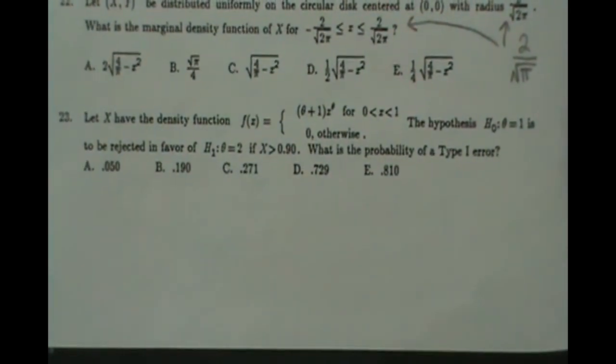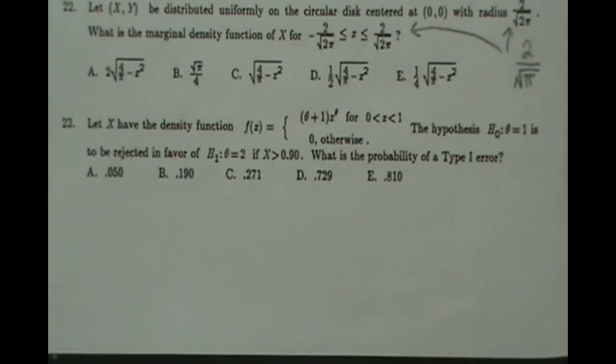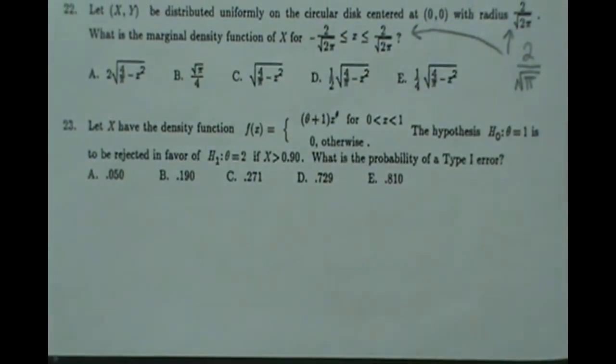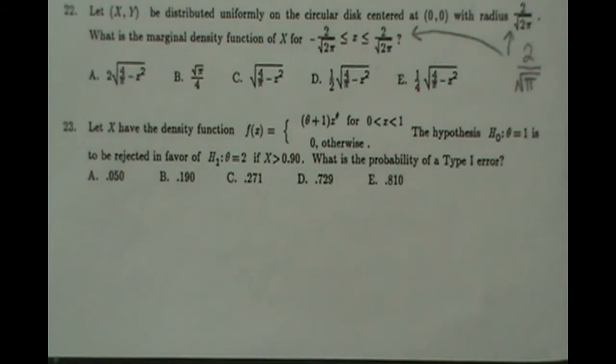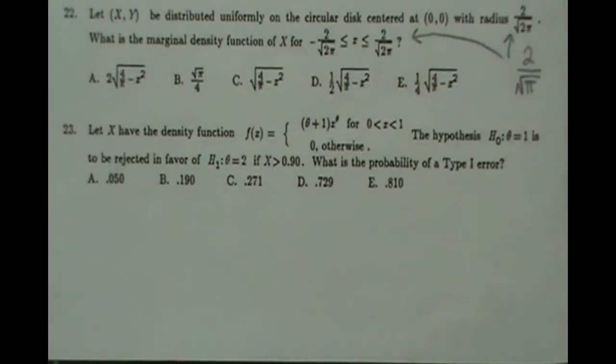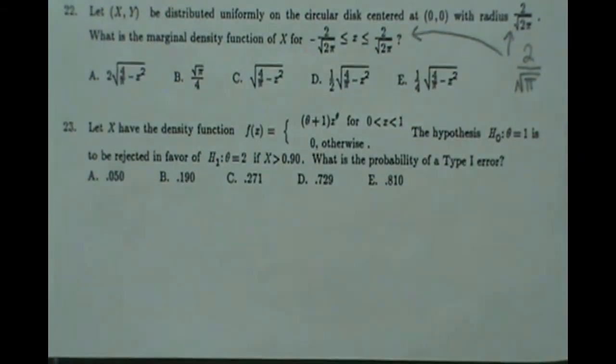Number 23, let x have the density function f of x given there. The null hypothesis, theta is equal to 1, is to be rejected in favor of the alternative hypothesis that theta is equal to 2 if x is greater than 0.9. What is the probability of a type 1 error?